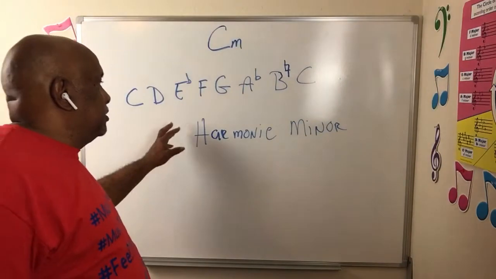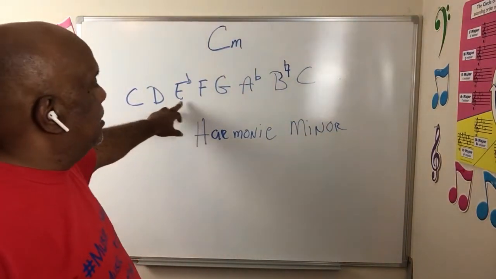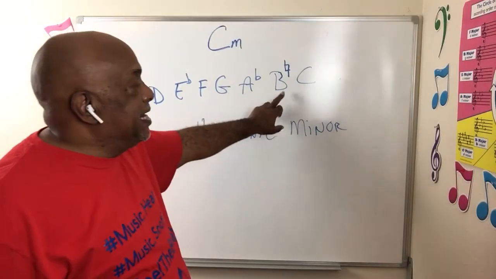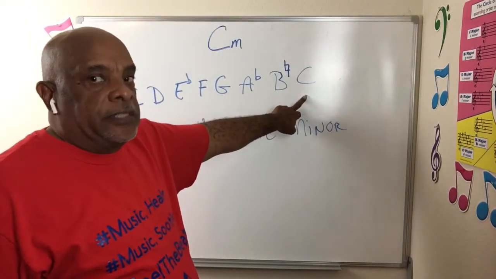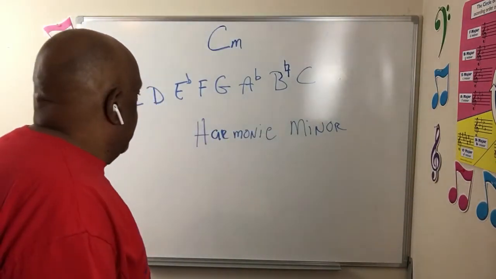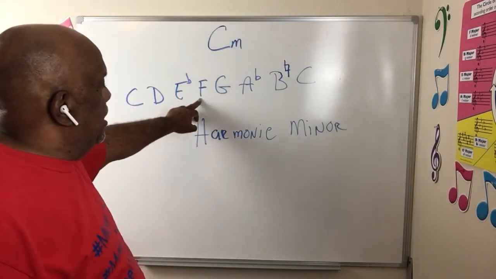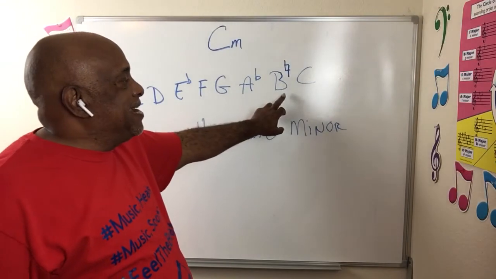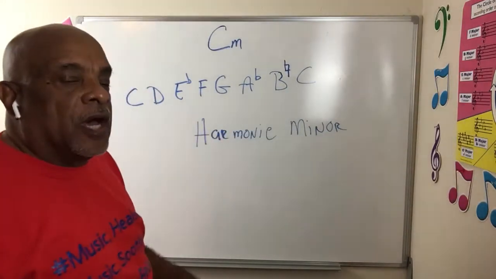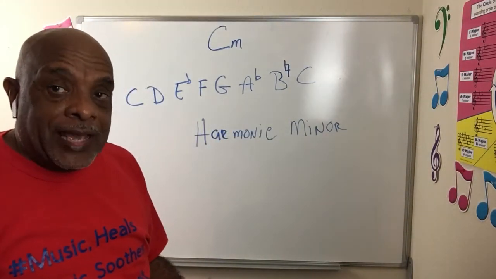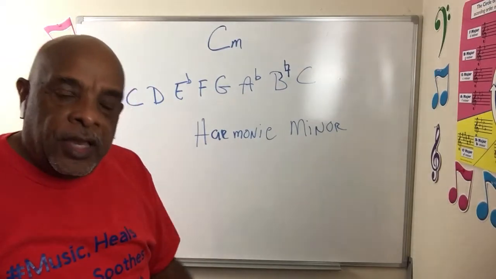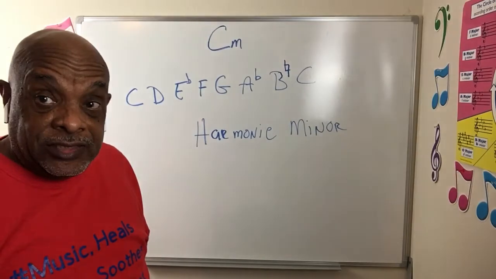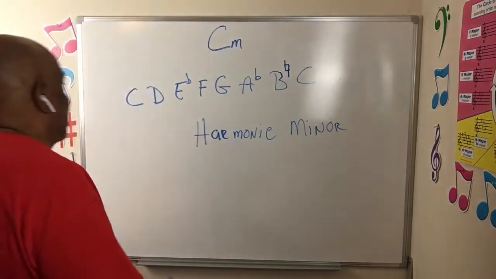So, this is going to be it: C, D, E flat, F, G, A flat, B natural, C. Because in the harmonic minor, one more time, the seventh degree of the scale is raised a half step.